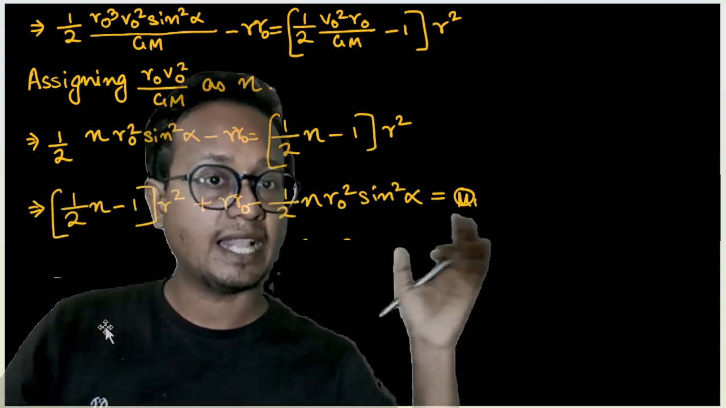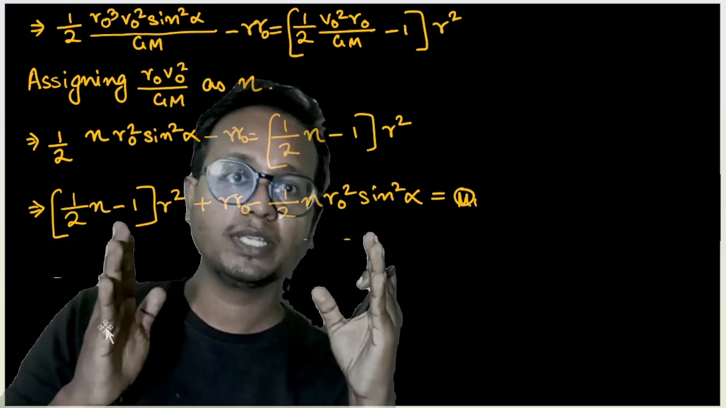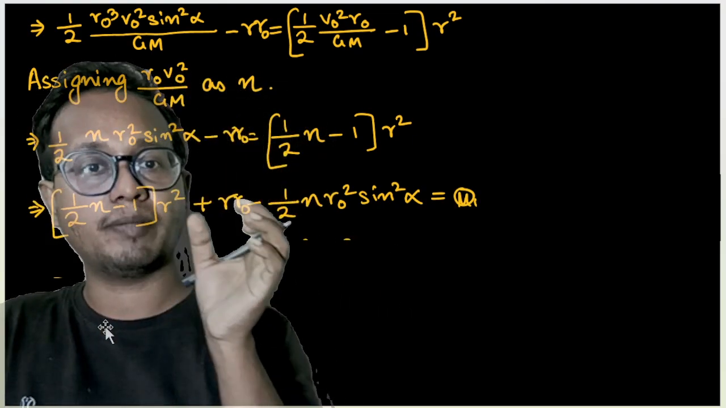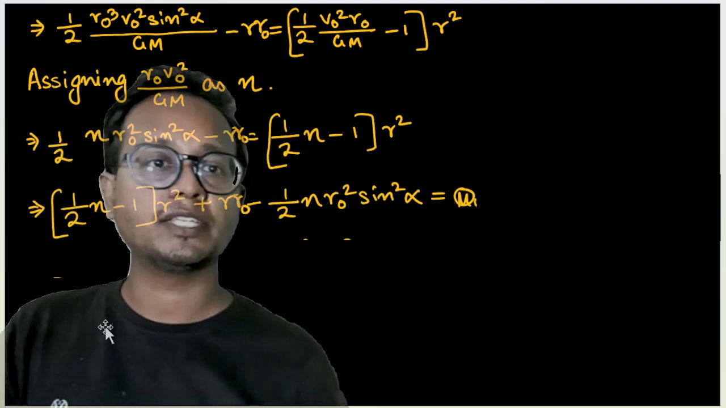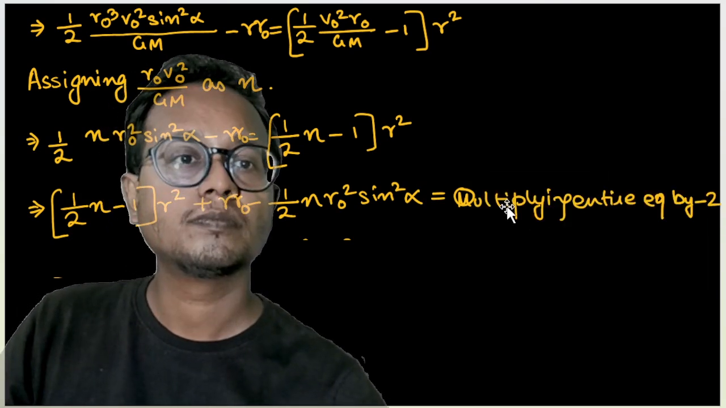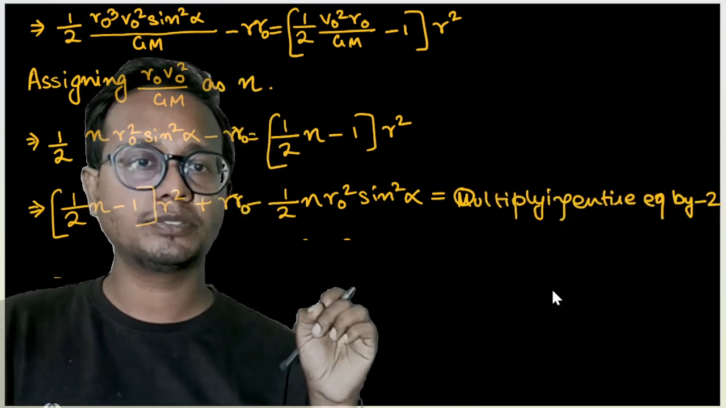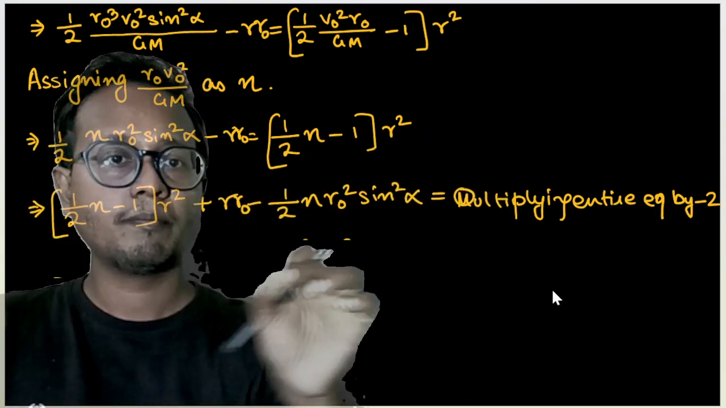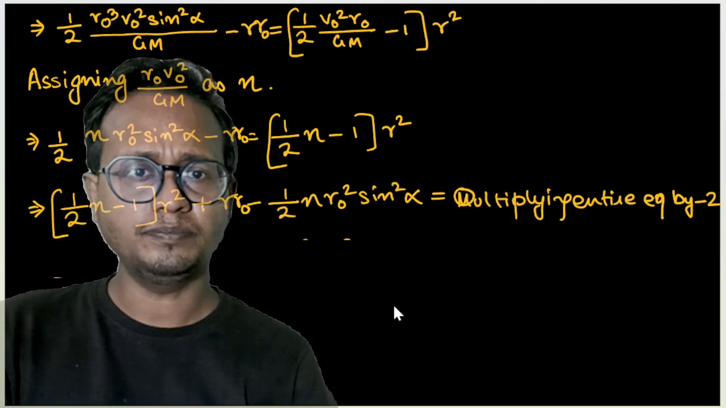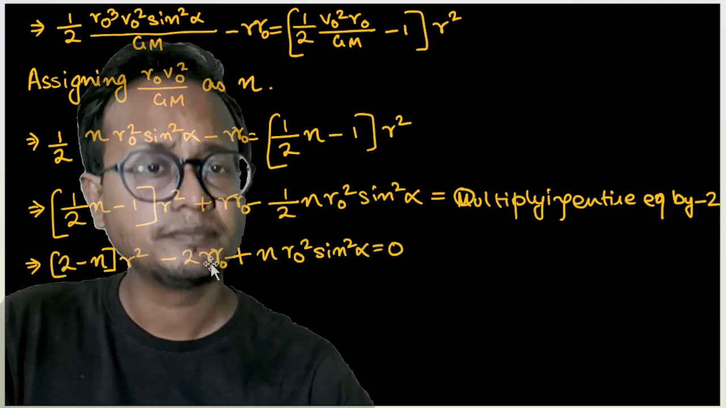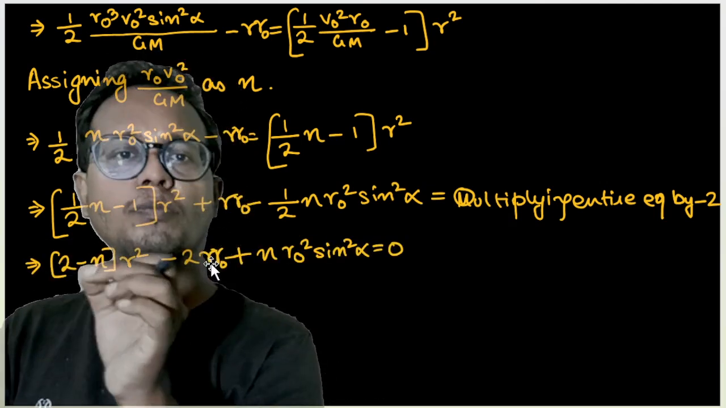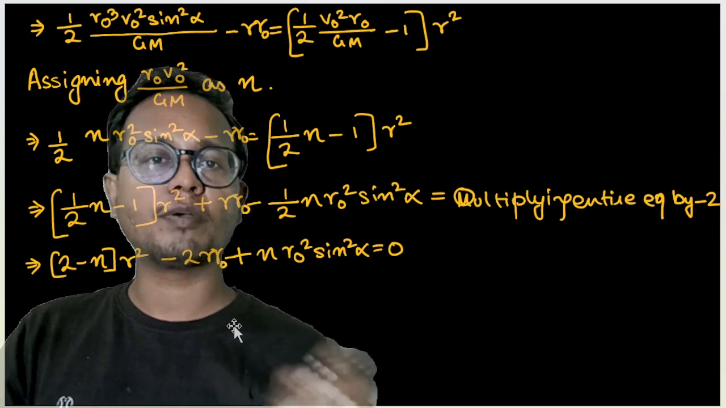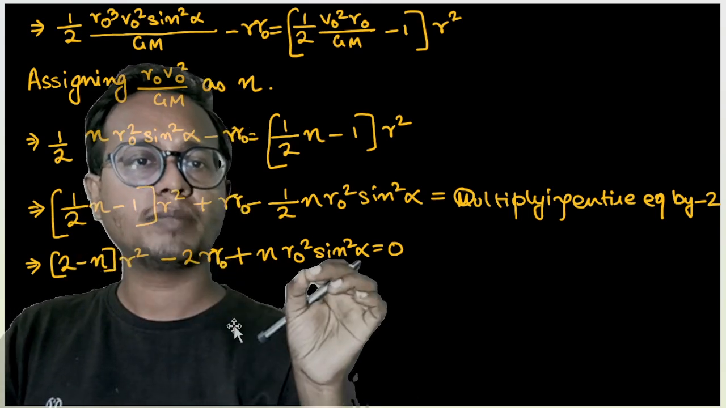But the answer that you get in Irodov, or the back of Irodov, is nothing but they have taken minus 2, or they have multiplied this entire equation by minus 2. This much is understood. Now when you multiply this entire quadratic equation by minus 2, you'll get some term like this, isn't it? 2 minus n r square, and this is a more simplified form of ar square plus br plus c.